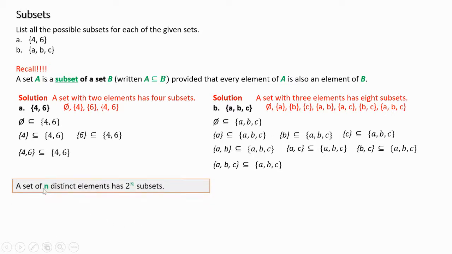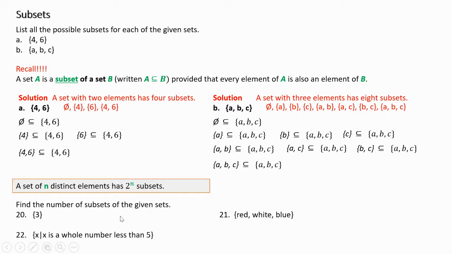So here's the definition. A set of n distinct elements has 2 to the n subsets. So for example here, how many elements were there? 2. So 2 squared is equal to 4. And over here, it was 8, right? So 2 to the 3rd power, because there were 3 elements. 2 to the 3rd power is equal to 8. That's how we use the definition.